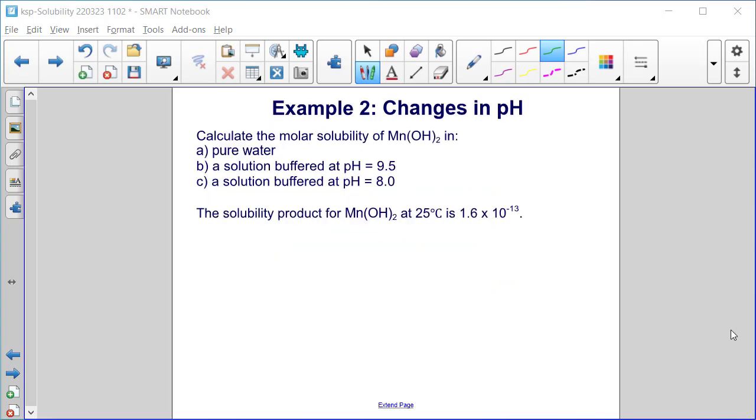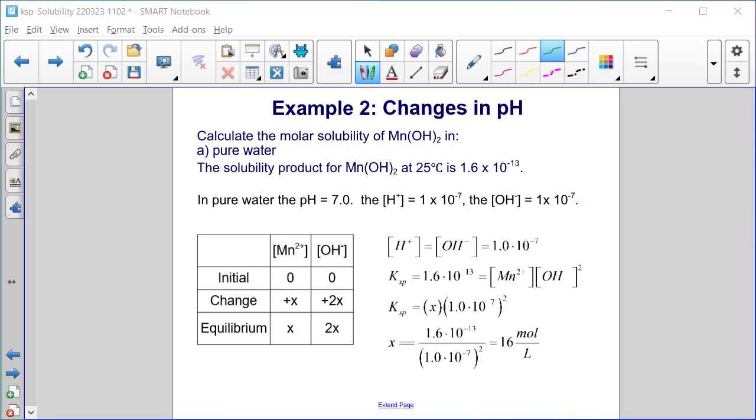Example 2, changes in pH. Calculate the molar solubility of manganese hydroxide in A, pure water, B, a solution buffered at pH equal to 9.5, and C, a solution buffered at pH equal to 8.0. The solubility product, KSP, for manganese hydroxide at 25 degrees Celsius is 1.6 times 10 to the minus 13.